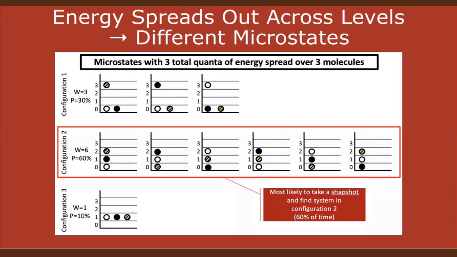So each individual one of these would be a microstate. This would be like microstate 1, microstate 2, microstate 3. And you can see that they all make the same configuration. The configuration is one molecule has 2, one molecule has 1, and one molecule has 0. If you take a snapshot with your radar detector, you're most likely to see the system in configuration 2. 60% of the time you'll see it in configuration 2. 30% of the time you'd see it in configuration 1, and 10% in configuration 3.